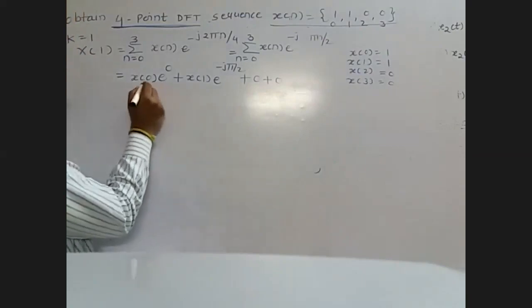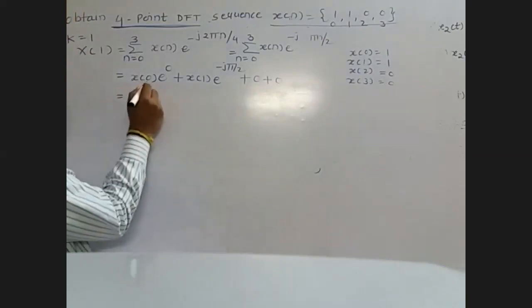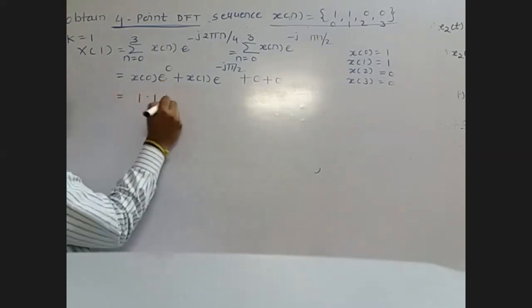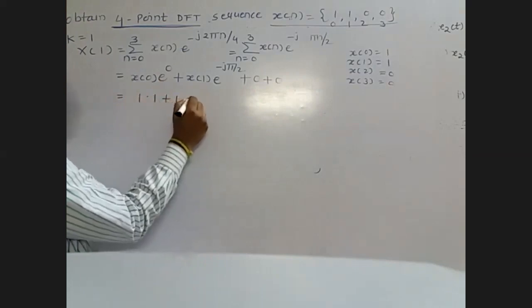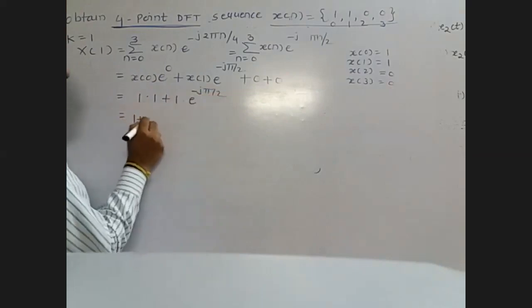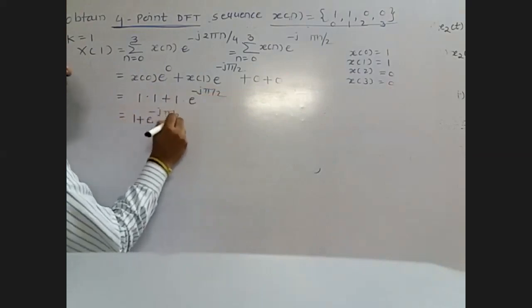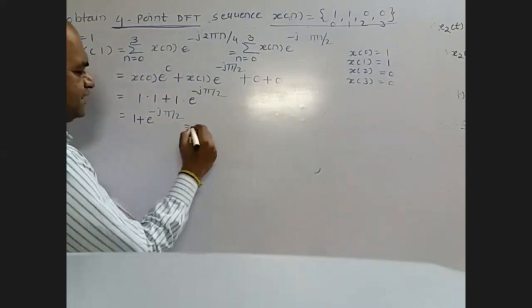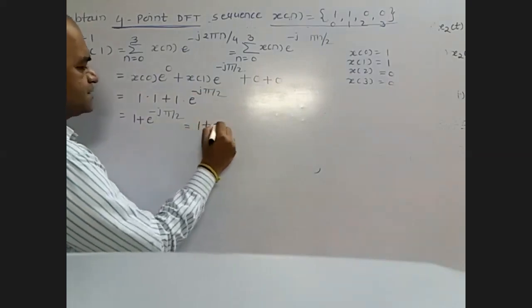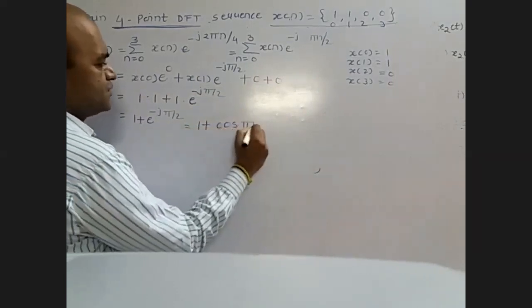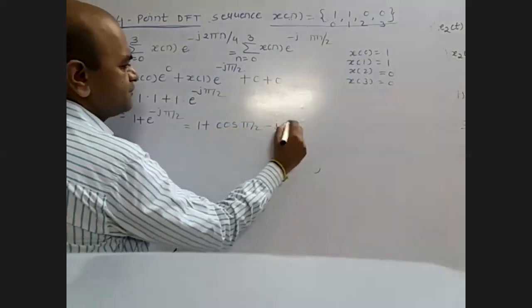Now, at this moment, you will get the value x of 0. X of 0 is 1. Okay, e raised to 0 is nothing but 1. 1 into 1 plus x of 1 is 1 into e raised to minus j pi by 2. So that's why you will get 1 plus e raised to minus j pi by 2. Now, what about this e raised to minus j pi by 2? Again, we will solve it as per e raised to minus j theta. So that's why 1 plus cos pi by 2 minus j sine pi by 2.